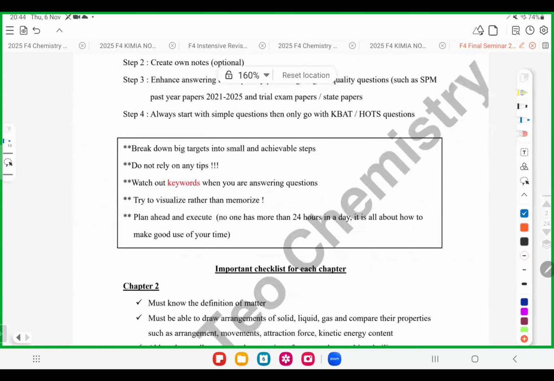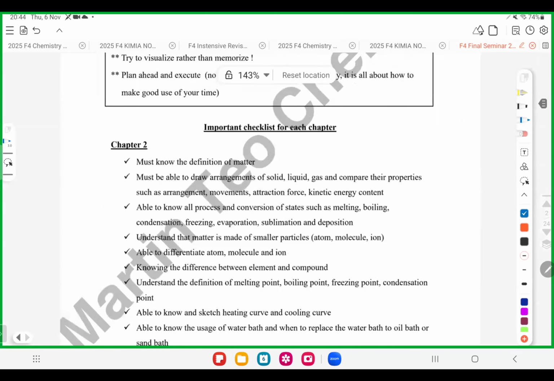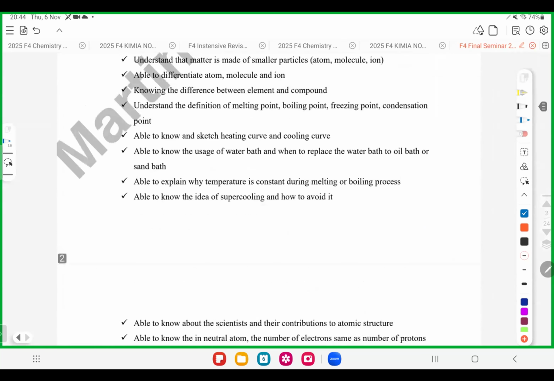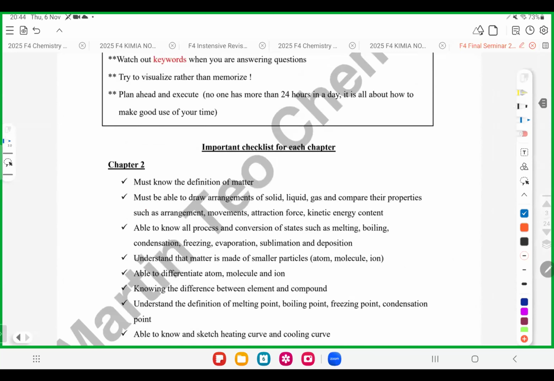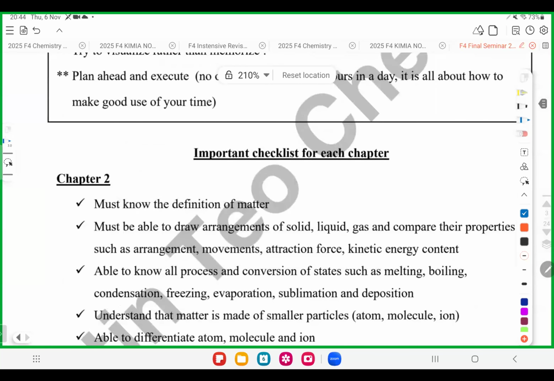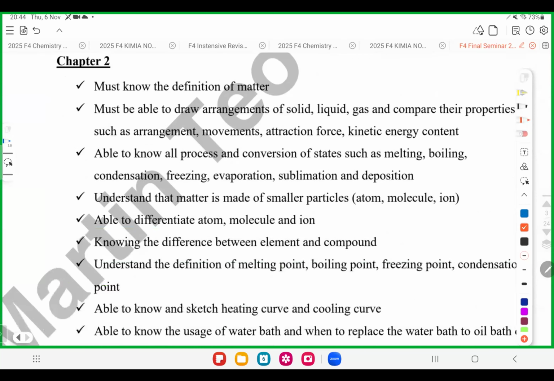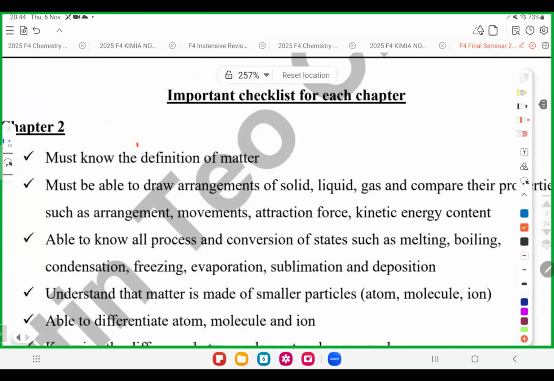Okay? All right. So guys, this is the important checklist. I'm not going to go through all. So how to make good use of this? This serves as a good reminder for you. For example, if you want to know yourself, do you master chapter 2 or not? You ask yourself these few things. Number 1, do you know what is the definition of matter? What is matter? Anything that has mass and occupies space.